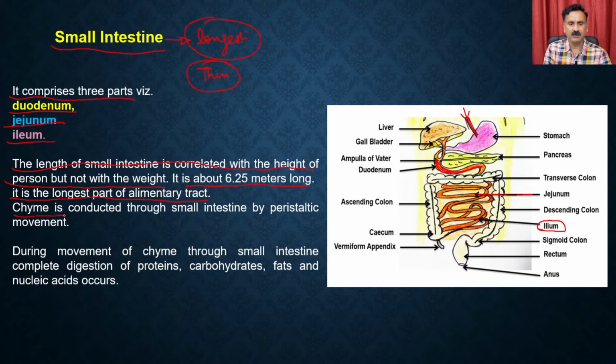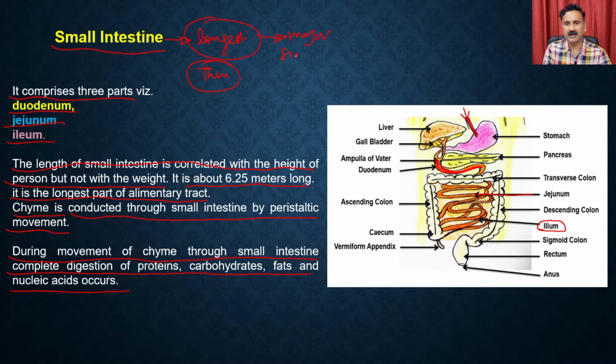The chyme is formed in the stomach when the food particles are further reduced in size by the churning events or peristaltic movement within the stomach, and then mix with the acid and other secretions present in the stomach. That whole mixture is called the chyme. Chyme is conducted to the small intestine by peristaltic movements. During the movement of the chyme through the small intestine, the complete digestion of protein, carbohydrate, fats, and nucleic acid occurs. So, the small intestine is a major site of digestion.